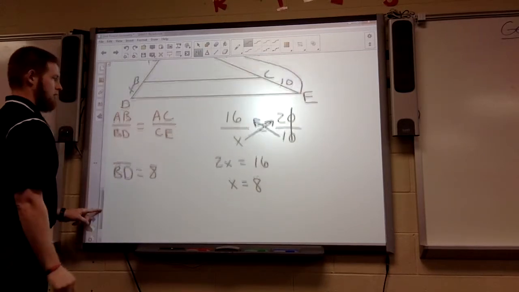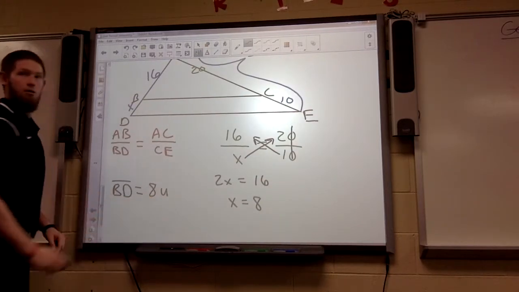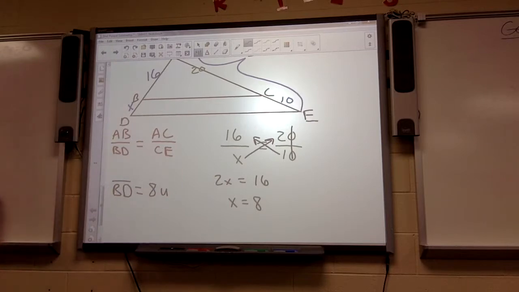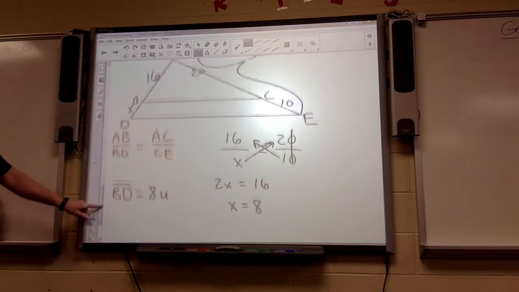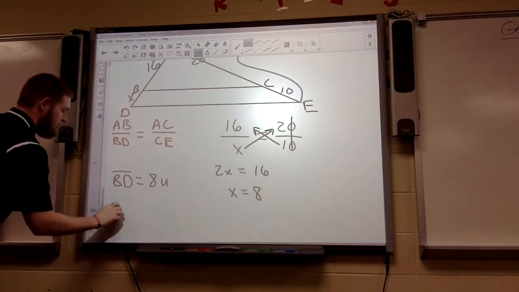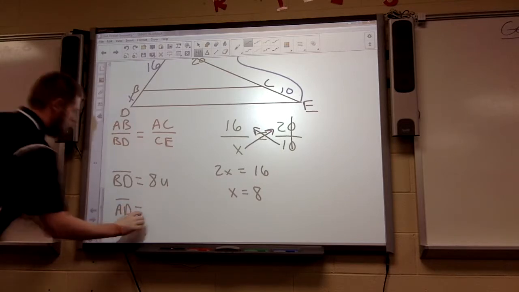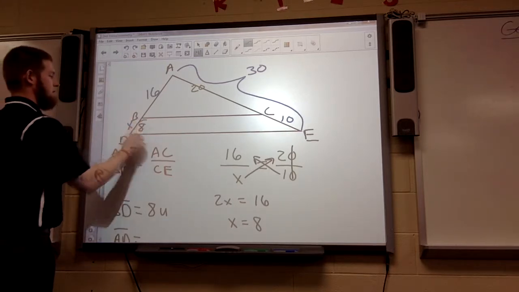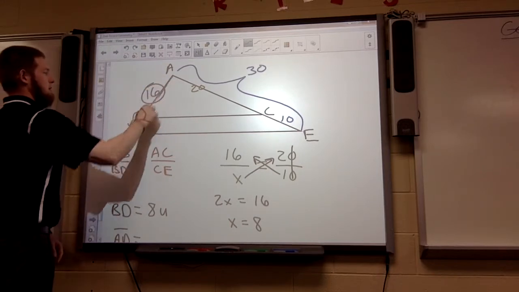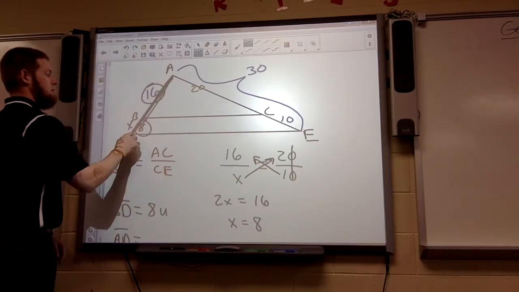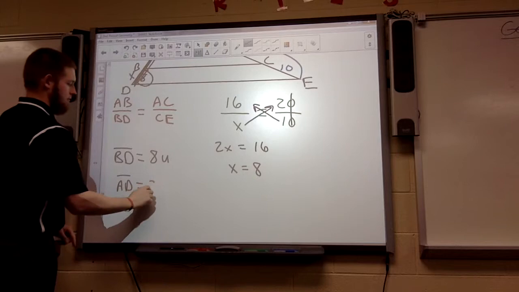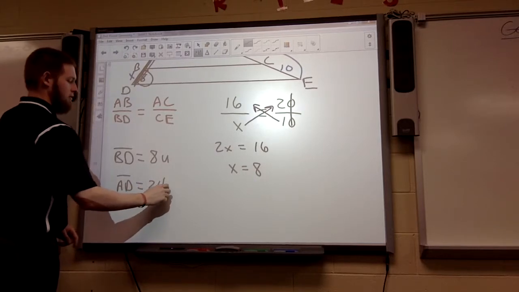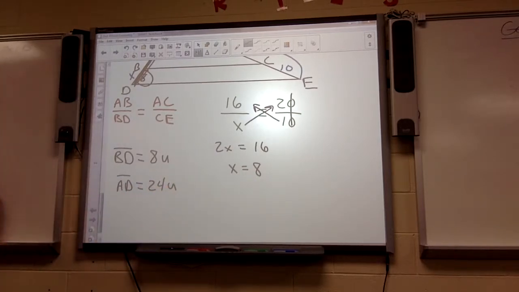So, if x equals 8, what is the length of BD? 8 what? Units. Do labels matter? Yes, they do. Okay, we're talking length, we need labels. What about AD? What is the length of AD? 24, because if this is 8 and this is 16, then this whole thing must be 24. Good. 24 units. Good job.